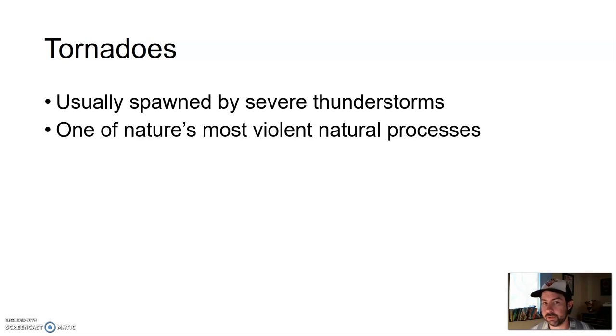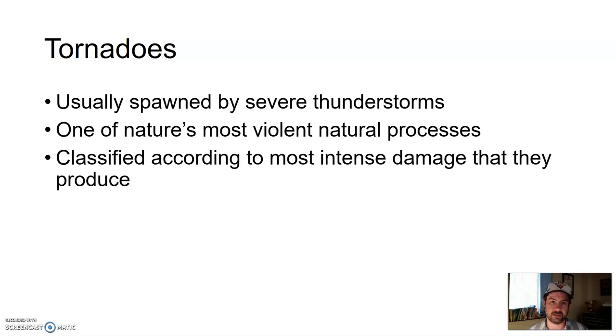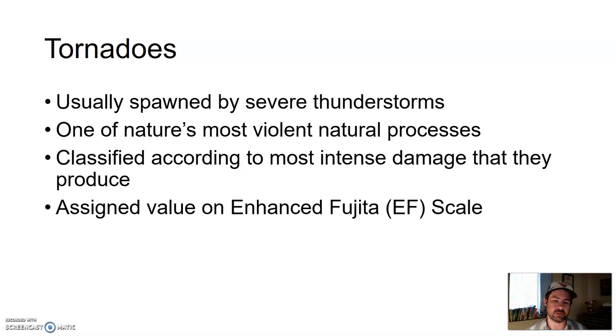It's obviously one of nature's most violent natural processes. I mean, they easily make the news anytime one occurs. They're classified according to the most intense damage that they produce. So we rate them based on the damage, which helps us infer how fast the wind was moving, how fast the air was moving in the tornado. And the scale we use is called the Enhanced Fujita scale, or the EF scale.